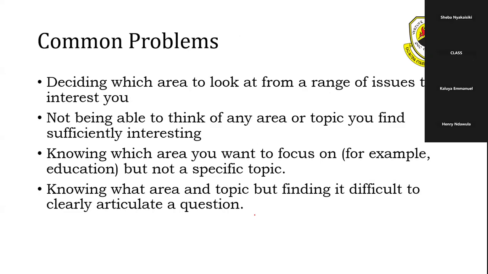Here are just some common problems that you may encounter as you identify a research problem. Deciding which area to look at from a range of issues that interest you. And this is where reading literature and also discussing with your supervisor becomes important. Not being able to think of an area or topic that you find sufficiently interesting. Now, this one can be problematic, but again, reading is important. And then, reading, an area will come out that you understand. Knowing which area you want to focus on. For example, is it education? Is it healthcare? Do I want to look at networking?